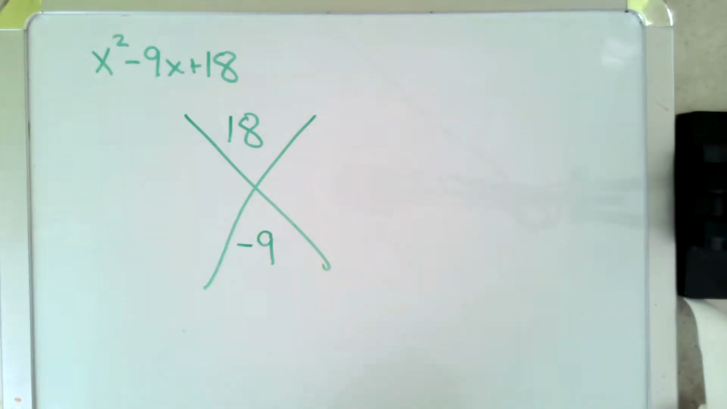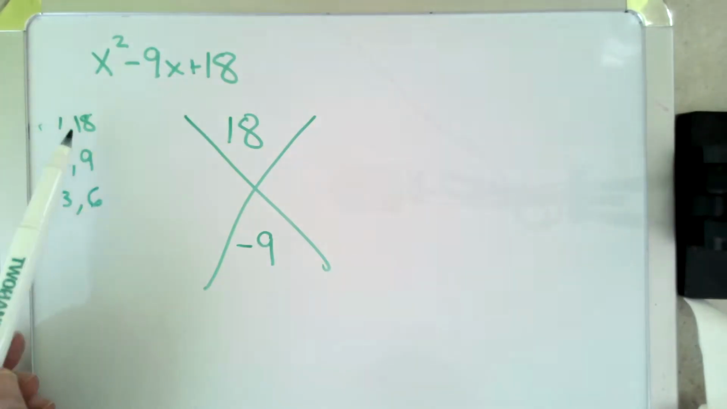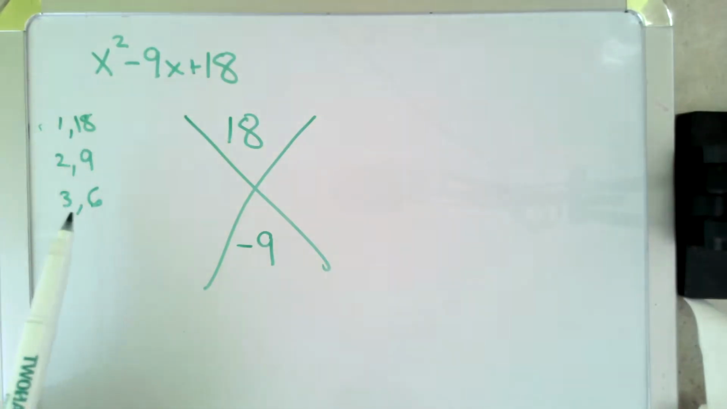Next step, I want my factors of 18. I want to know what multiplies to 18. 1 and 18, 2 and 9, 3 and 6, and that's it, because 4 doesn't go into it, 5 doesn't go into it, and by 6, I'm at a repeat, 6 and 3.